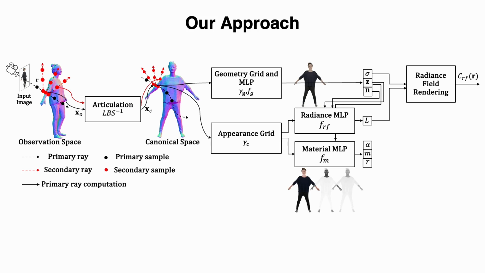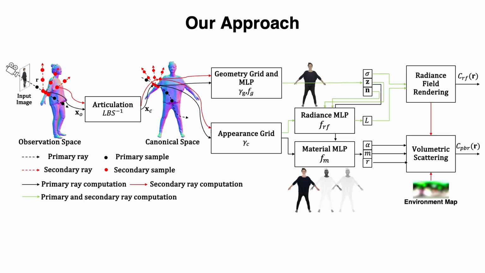For physically based rendering, we sample points from the primary ray in addition to the radiance field samples. We query a material module to obtain the properties of these points, including albedo, metallic, and roughness. We then shoot secondary rays from these points to apply Monte Carlo integration to compute the radiance contribution from these secondary rays. We trace secondary rays by ray marching. Samples of secondary rays are fed into the geometry module and radiance module to query visibility and indirect illumination.